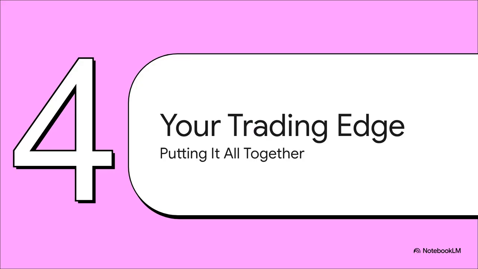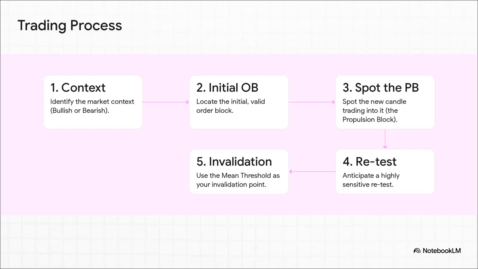Okay, let's bring this all home. How can you take this concept and make it a real, tangible part of your trading edge? Here's your 5-step playbook. 1. Always identify the market context first. Are we bullish or bearish? 2. Find that initial valid order block. 3. Spot the new candle trading into it. That's your propulsion block.